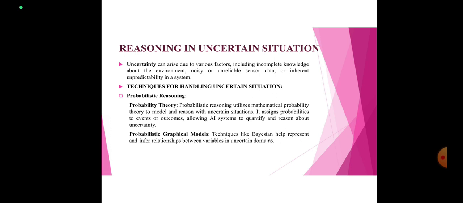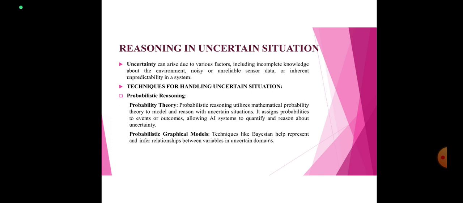We have several techniques that can handle this uncertain situation. First one is probabilistic reasoning, which includes probability theory. That is, it involves mathematical probability theory, which helps to reason about uncertain situations. That means there will be several events in the problem, and these events will be assigned probabilities, which help to quantify and reason about the uncertainty.